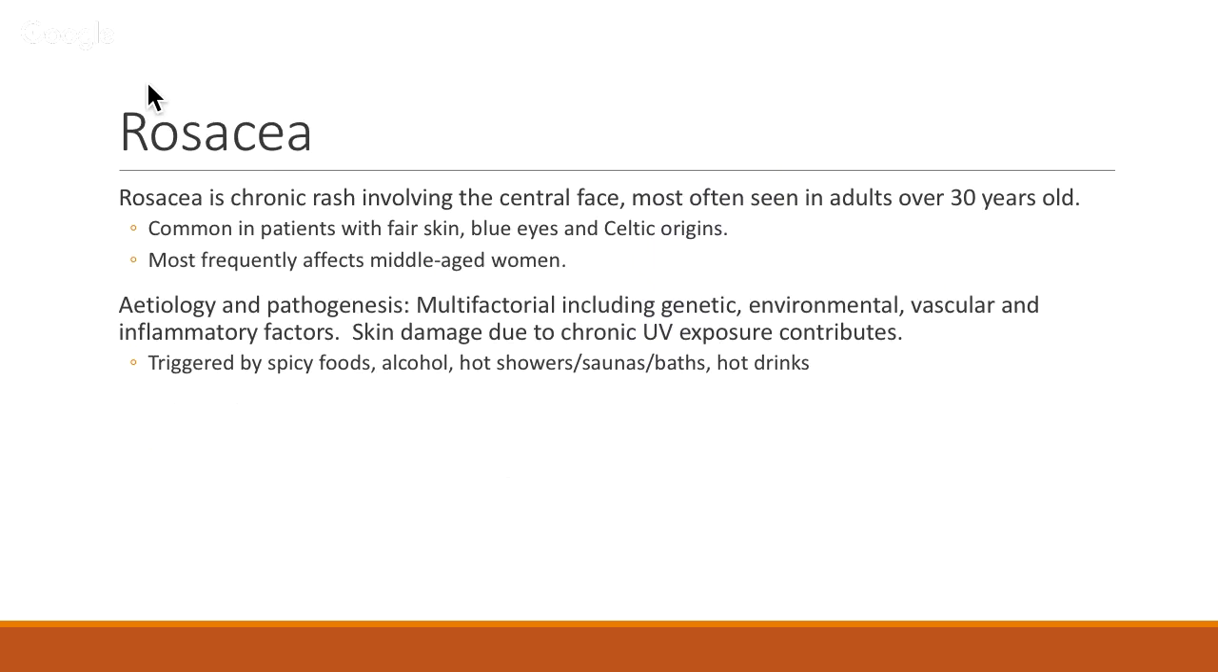So rosacea is a chronic rash, more commonly seen in the middle-aged population rather than adolescents. And essentially the main distinguishing feature of rosacea from acne is that there's no comedones in rosacea. So it's a chronic, erythematous rash, normally on the face. You get flushing, telangiectasia, you get papules as well. It's more common in Celtic origin, so patients with fair skin and blue eyes, and often in middle-aged women.